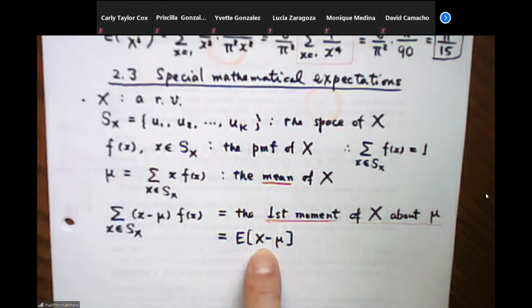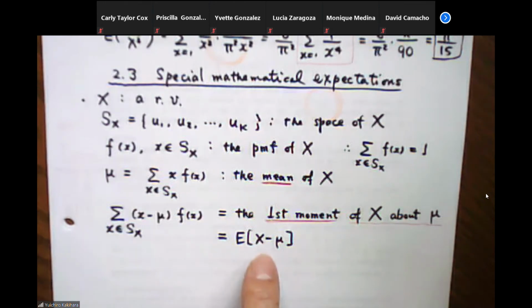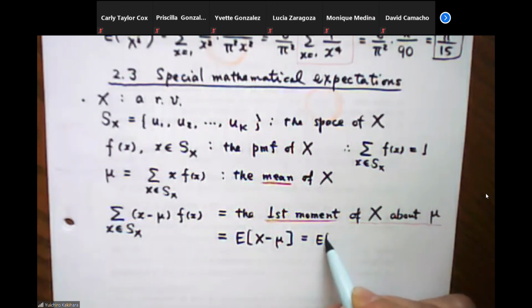This is a new variable, x minus mu, so this value will come here. So this sum is an expectation of x minus mu. But you can write this as E of x minus mu. What is E of x? This is mu. So mu minus mu is going to be 0. So that's the value. The first moment of x about the mean mu is 0 necessarily. That's what we see.